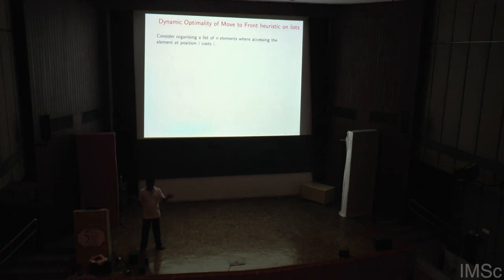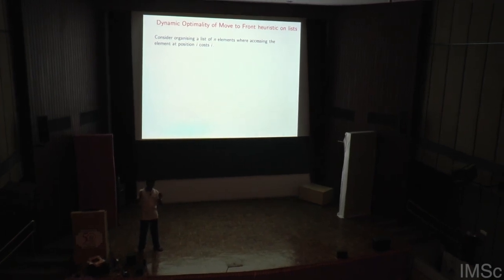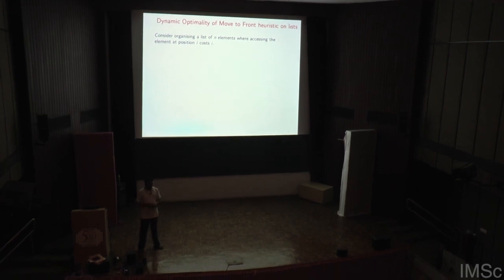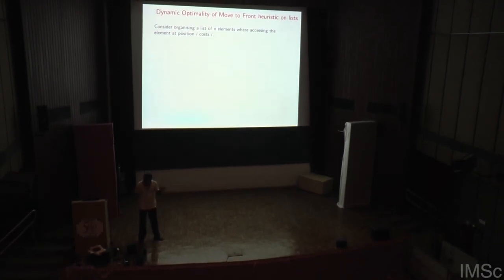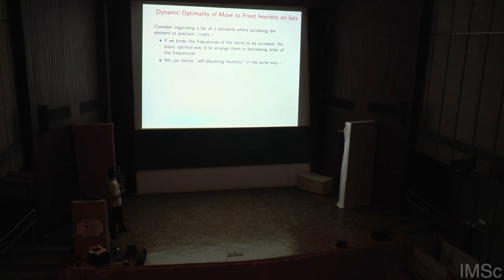So I have a sequence of elements, and if you put an element at the ith location, it costs i, and I tell you the frequency by which every element is accessed. Now I want to minimize the cost of this total sequence of operations. So the natural order would be decreasing order of the frequencies. And so the total cost would be the summation of f_i times i, if f_i is the decreasing sequence of the frequencies.